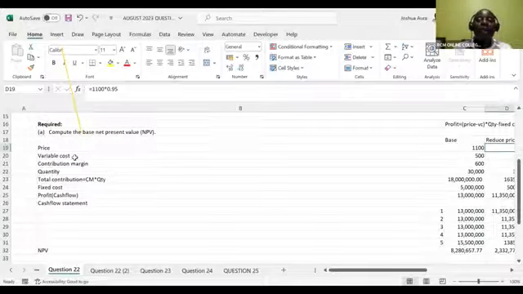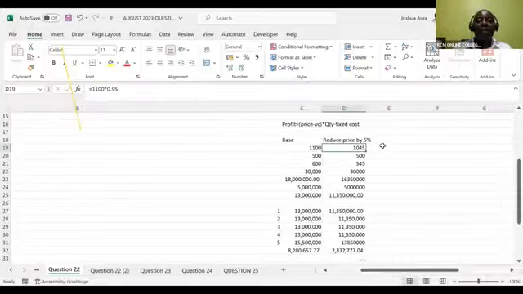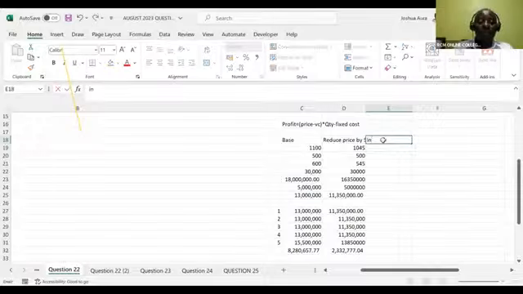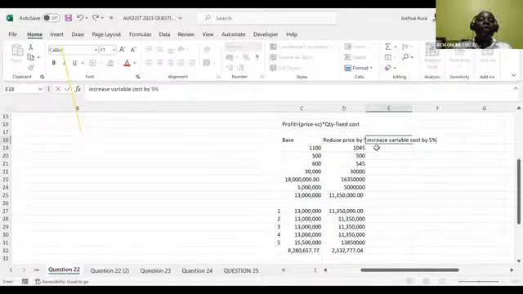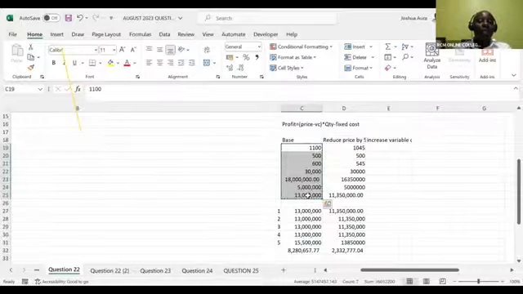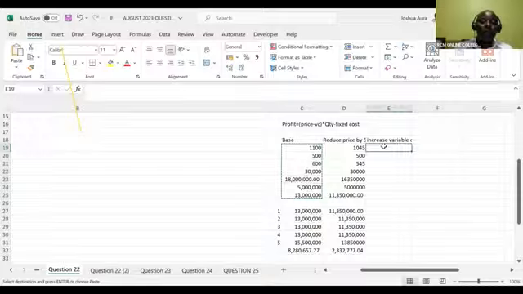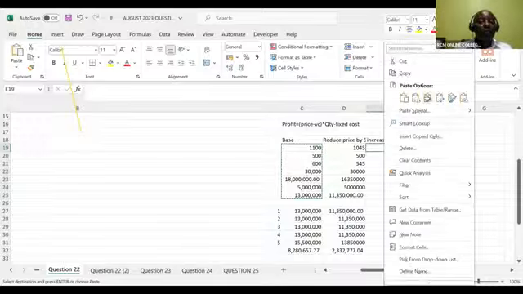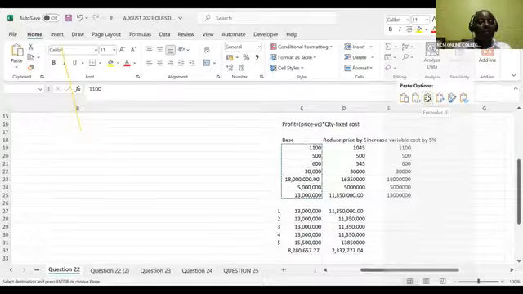So the first thing I will do, I will come and copy the base. So you'll come and say here, variable cost, increase variable costs by 5%, like that. So what you do, you copy the base up to the profit. You say Control C, and then you come and place here. You right click. You are copying the formulas and figures, like that.